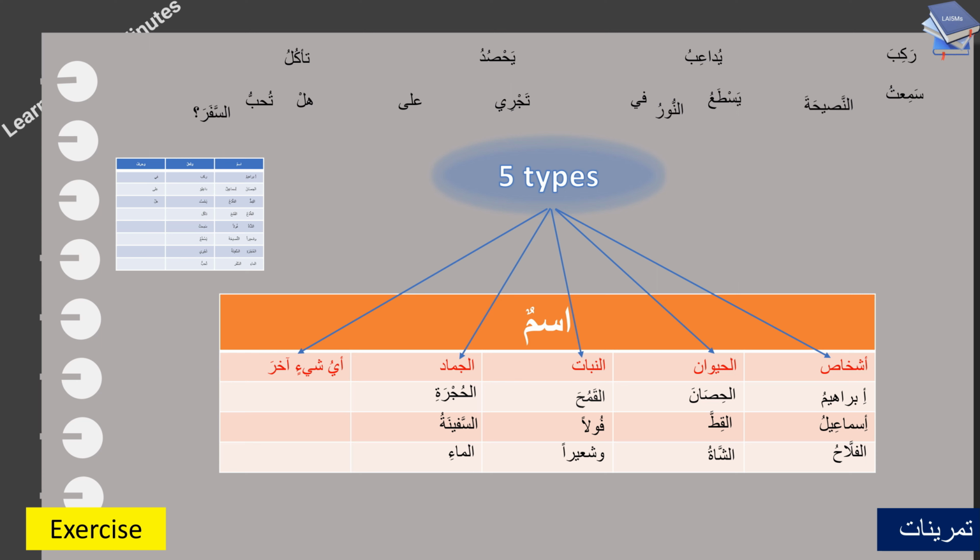and anything else. Like النصيحة, النور, السفر. نصيحة we said is advice, nur, light, safar, travel or traveling. So these ones are also asma, they are nouns, and they're not inanimate, they're not plant, they're not animal, and they're not for a person or for people. So they come under أي شيء آخر.